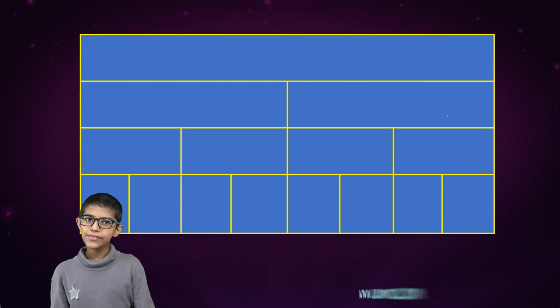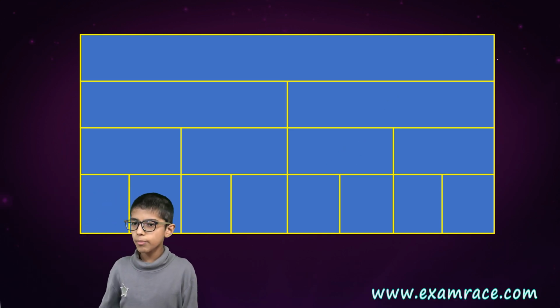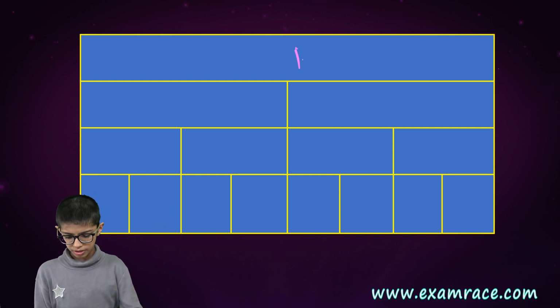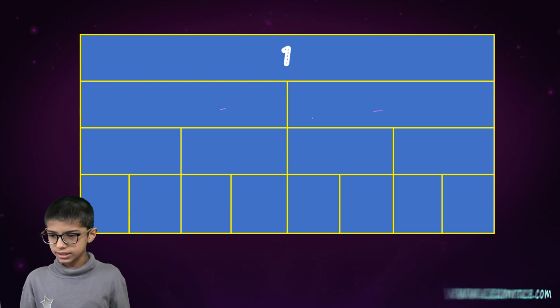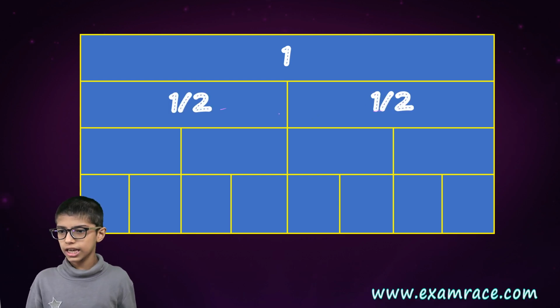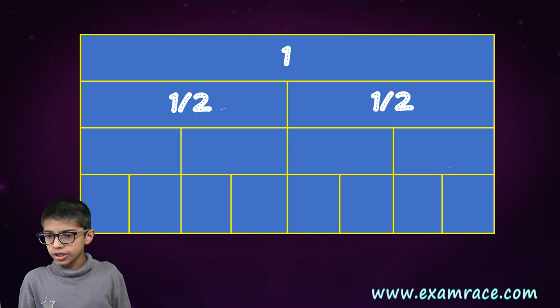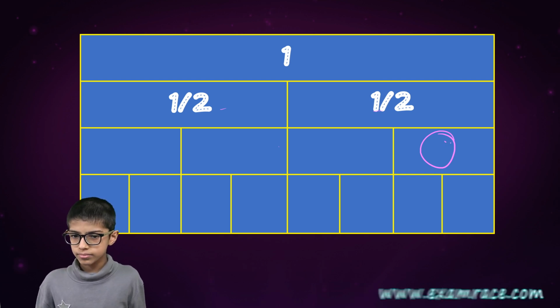Next, here we have a game for you. First, how many parts are there? First, there is one whole part. Then, what would be these two parts? These would be half, as there are two parts. And we want one of them. Now, here there are 4 parts and we want one of them. What would be this part?